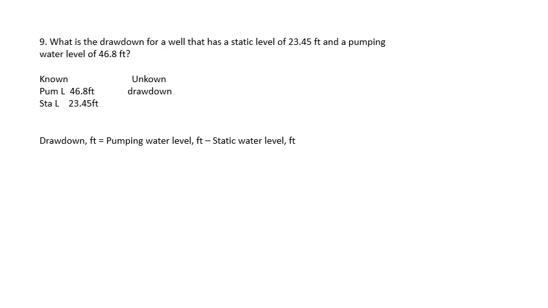Formula for drawdown is pumping water level minus static water level. Plug your numbers into your formula. 46.8 feet minus 23.45 feet. And that gives you a pump drawdown of 23.35 feet.